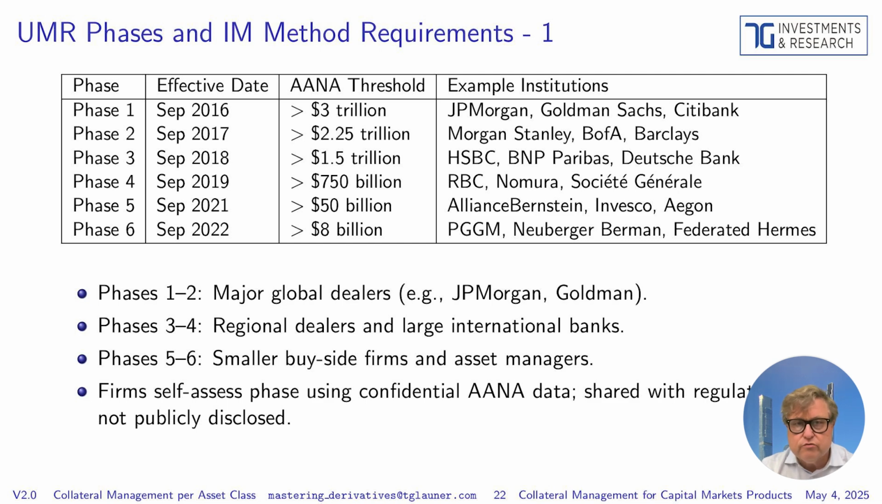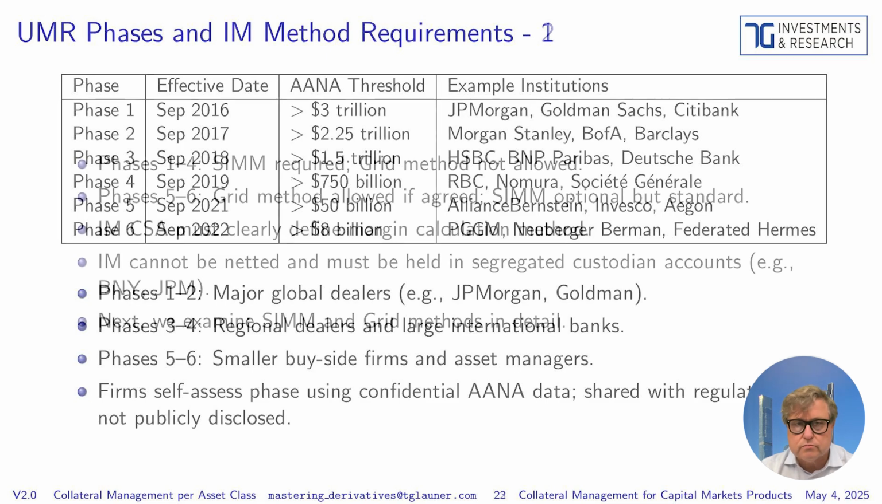The implementation of UMR occurred in phases based on ANA. Phase 1 and 2 included major players and global dealers like JP Morgan. Phase 3 and 4 included large international banks such as HSBC. By phase 5 and 6, even smaller asset managers like Neuberger Berman were included. Each phase has specific thresholds that dictate when institutions must comply with these margin requirements.